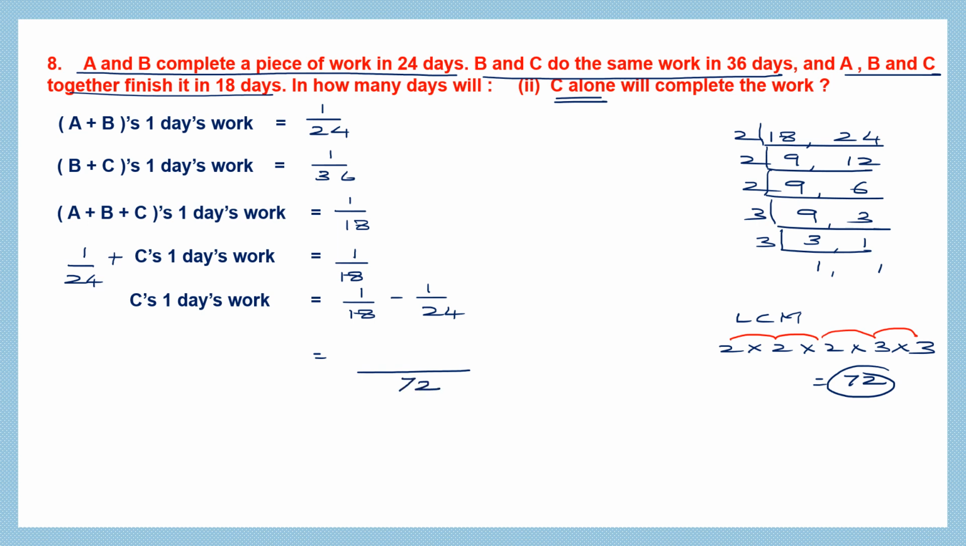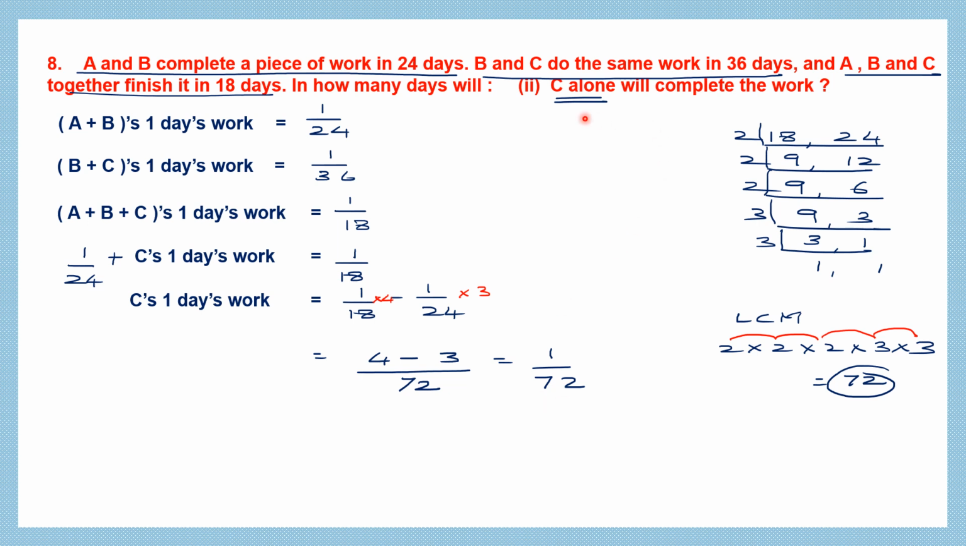18 into 4 is 72. So 1 4s are 4 minus 24 into 3. 1 3s are 3. So 4 minus 3 is 1, so 1 by 72. So what have we found? We have found C's 1 day's work, that is 1 by 72.